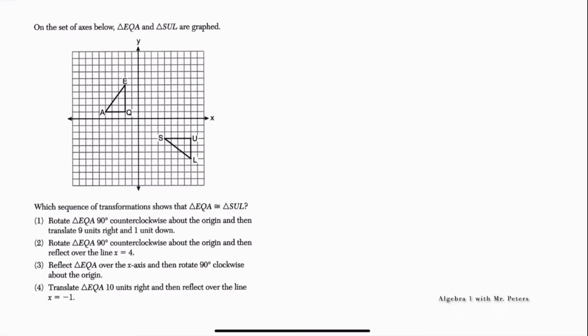They want us to determine the sequence of transformations that show triangle EQA is congruent to triangle SUL. So we're trying to get a transformation that maps the first triangle onto the second one. And when we think about these rotation rules, let's look at point E. So we know point E is at -2, 5. And the rotation rule tells us that if we do a 90 degrees counterclockwise rotation, x and y are going to switch positions and y now becomes negative.